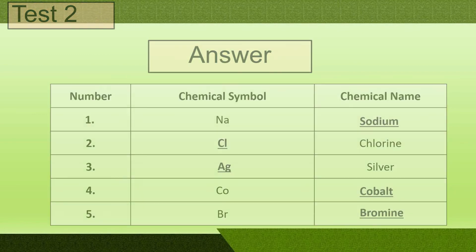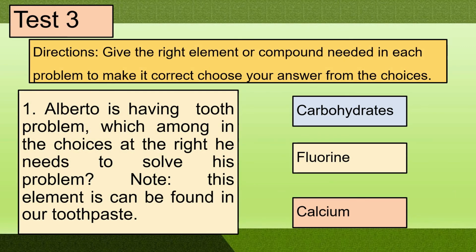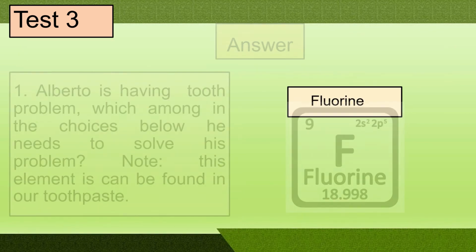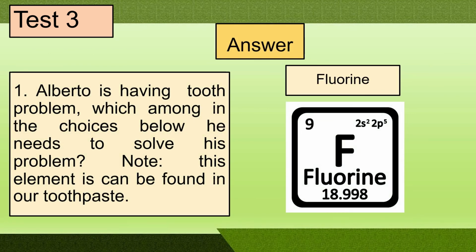So now, let's go to our part 3. For part 3, give the right element or compound needed in each problem to make it correct. Choose your answer from the choices. Number 1. Alberto is having a tooth problem. Which among the choices at the right does he need to solve his problem? Note, this element can be found in our toothpaste. Okay, time is up. The correct answer is fluorine. Fluorine has a chemical symbol of F, which helps our teeth to become strong and healthy.